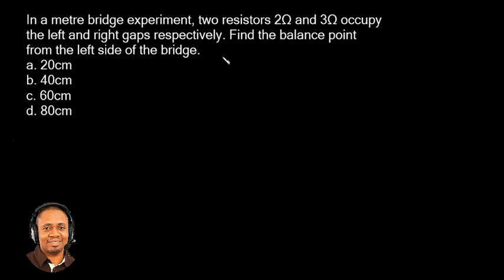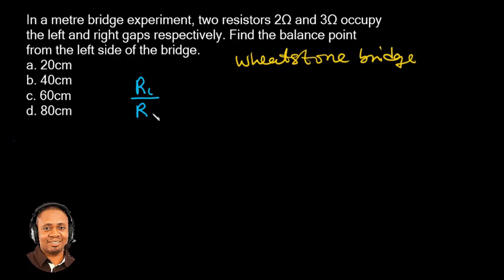A meter bridge is used in finding the unknown resistance of a conductor, as in a Wheatstone bridge. The Wheatstone principle states that the ratio of the resistance on the left to the resistance on the right is equal to the length to the left over the meter rule, which is 100 minus the length to the left.